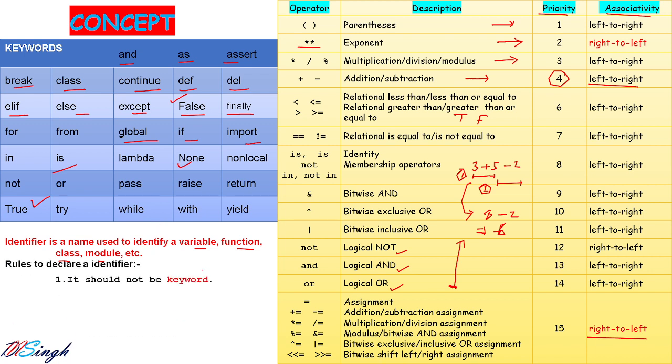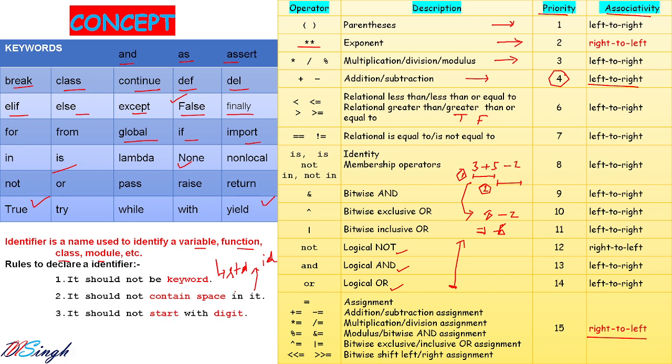First one is it should not be a keyword. So if any of the words from this list you are taking as an identifier, that is a problem. Next, it should not contain space in it. So if you use std, then a space, and then id, this particular variable is not going to work. Why? It is violating this rule, it is containing space in it.